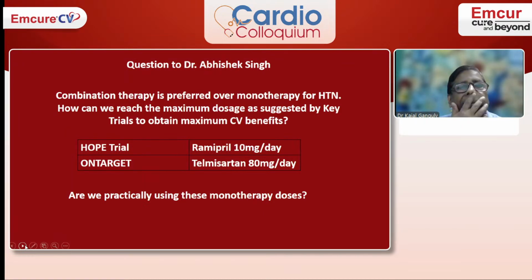So now we go to Abhishek. Abhishek, combination therapy is preferred over monotherapy in hypertension. How can we reach the maximum dose as suggested by key trials to obtain maximum CV benefits? In the HOPE trial, 10 milligram daily, in ONTARGET 80 milligram daily. We are practically using these as monotherapy doses. Do we practically use these drugs at monotherapy doses?